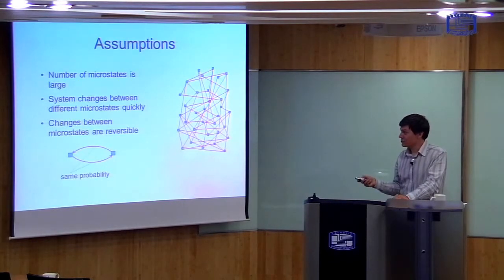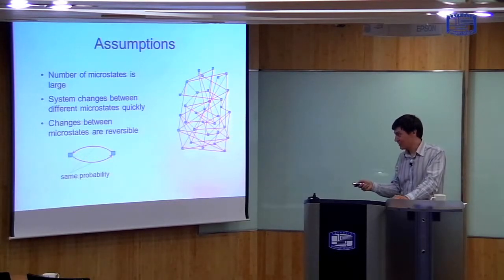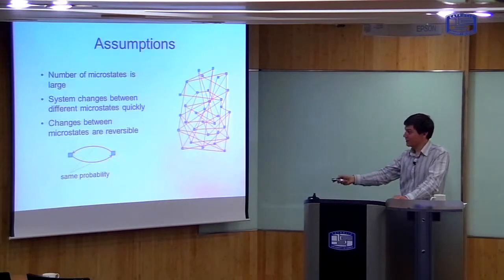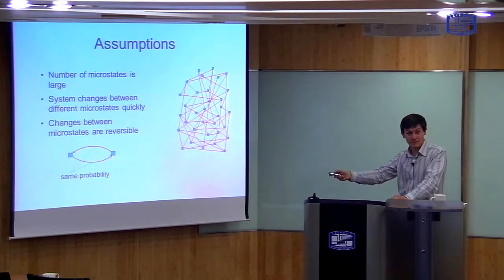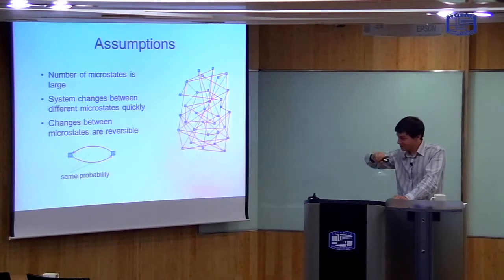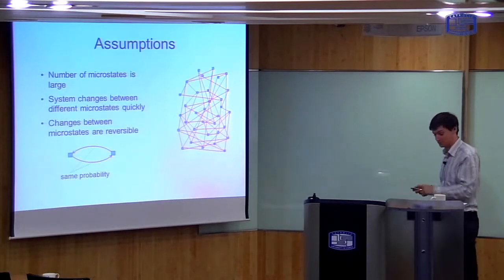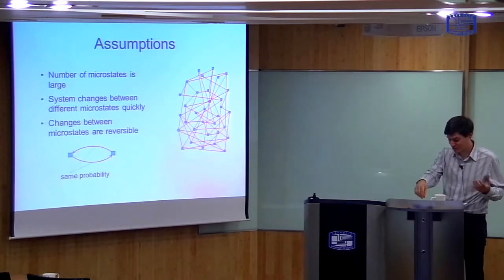Finally, we assume that the changes between microstates are reversible. That means if I started in this microstate and went into this one, it's possible sometime later that I can go back to the original microstate with the same probability. If I go one way, then I can go back with the same probability. Okay, so this is our general abstract picture.